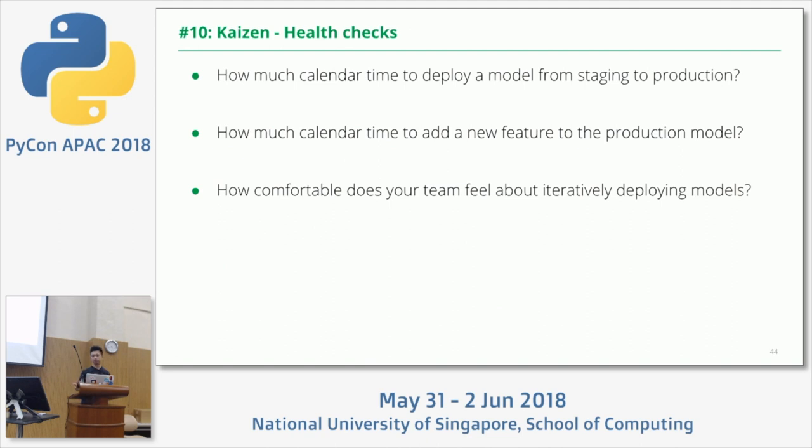And at the end, you can ask your team to do a health check. Like, how much time does it take to deploy a model from staging to production? Is it an order of minutes, hours, days, or weeks? And how much calendar time does it take to add a new feature to the production model? Again, what's the order of time taken?